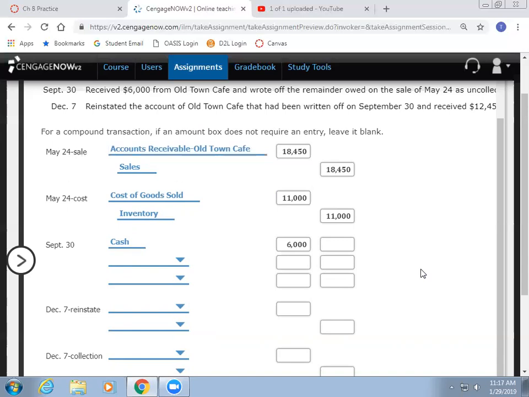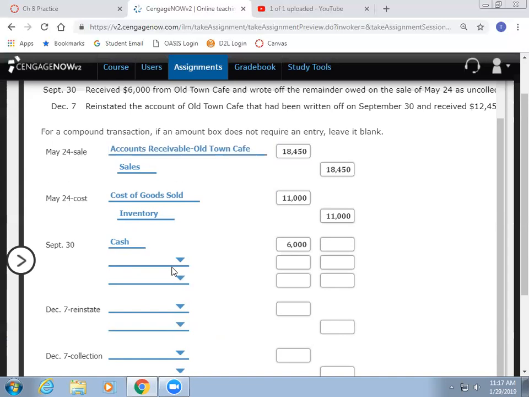Okay. That $12,450 that Old Town Cafe is not paying is going to get debited to allowance for doubtful accounts. What we're saying in essence is, for the whole year, we estimated that $30,000 is going to be uncollectible. Of that $30,000, we're saying $12,450 is Old Town Cafe. Every time we write off specific accounts, we're going to debit allowance for doubtful accounts. This was the total estimate, and then these are write-offs of specific accounts.